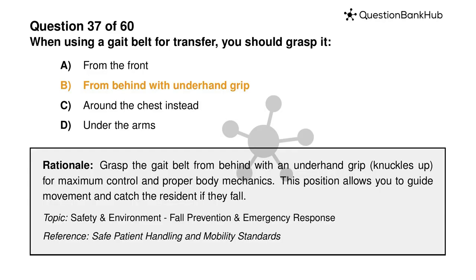The correct answer is B. From behind with underhand grip. Grasp the gait belt from behind with an underhand grip, knuckles up, for maximum control and proper body mechanics. This position allows you to guide movement and catch the resident if they fall.